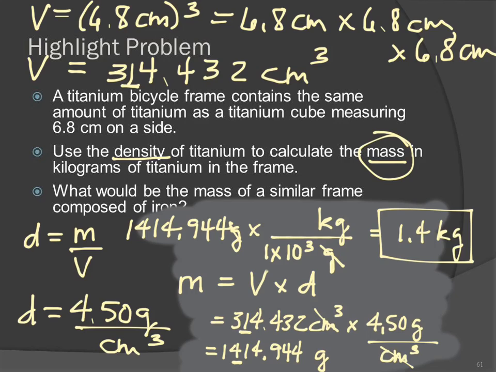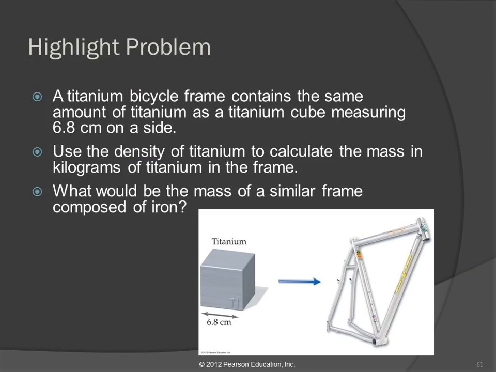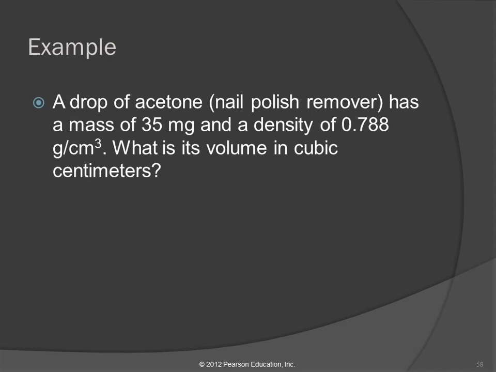Now, we haven't answered the other question in there, have we? So the other question is, what would be the mass of a similar frame composed of iron? Well, what's the difference between iron and titanium in terms of this calculation? The density. So what's the density of iron?